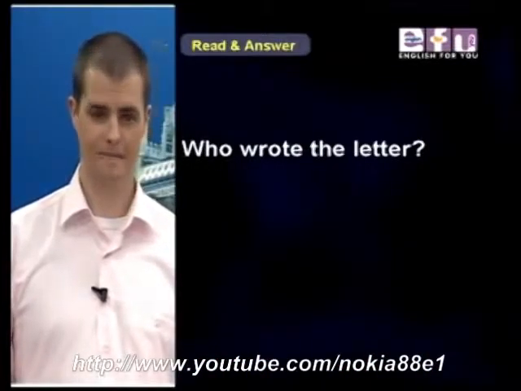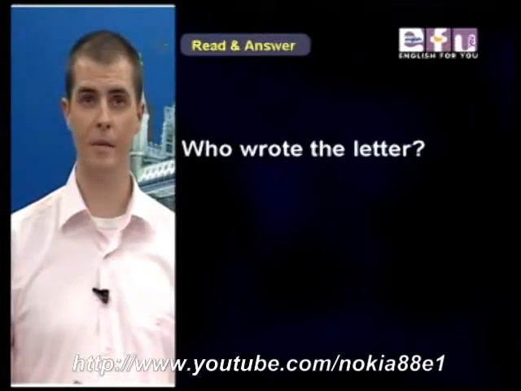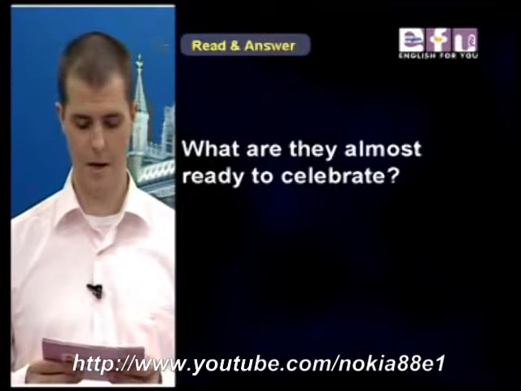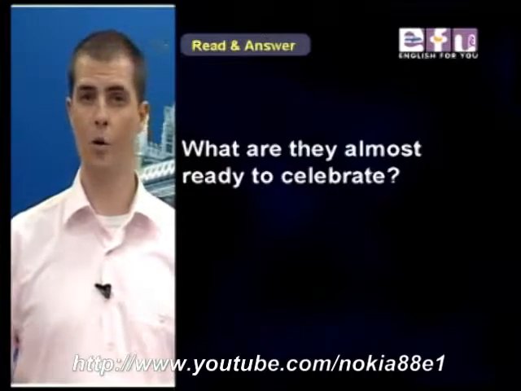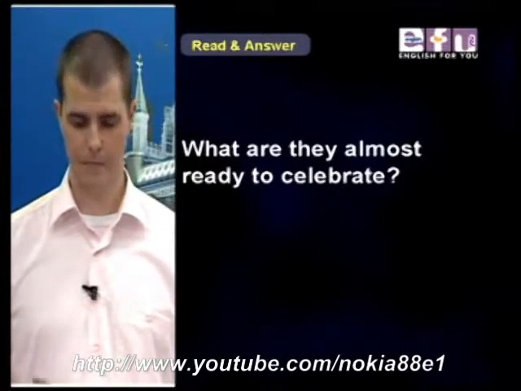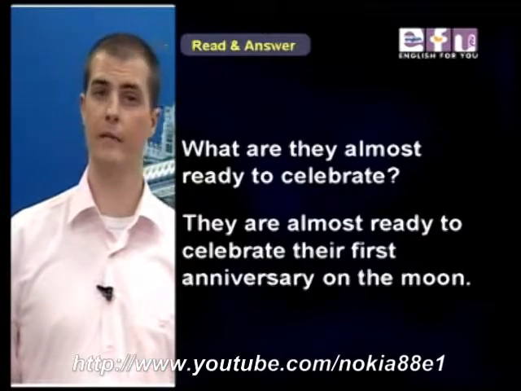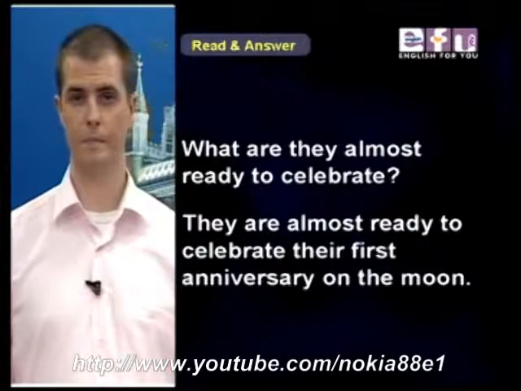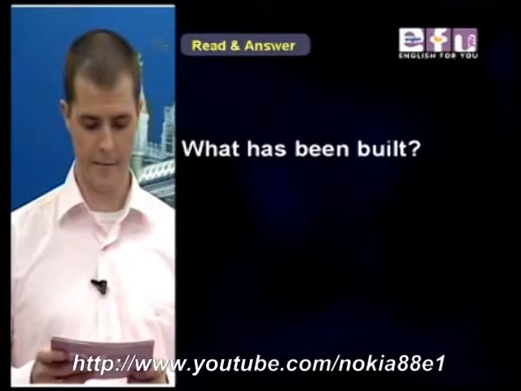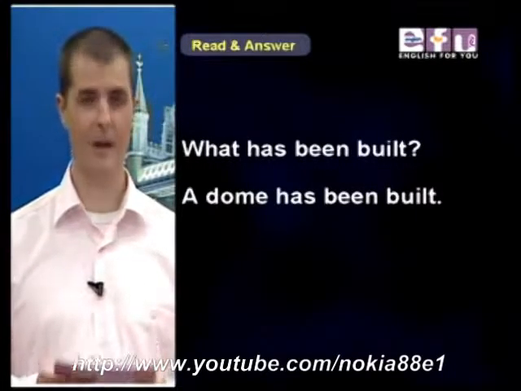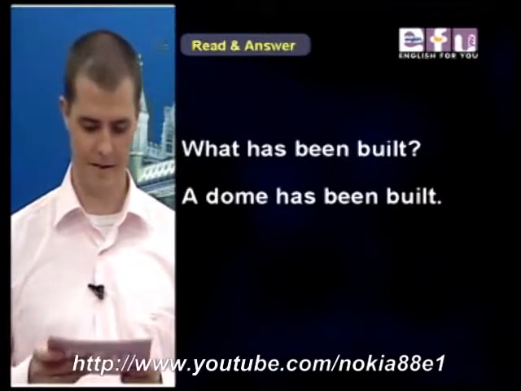Now check your answers. Number 1. Who wrote the letter? Colonel Kesia wrote the letter. Number 2. What are they almost ready to celebrate? They are almost ready to celebrate their first anniversary on the moon. Number 3. What has been built? A dome has been built.